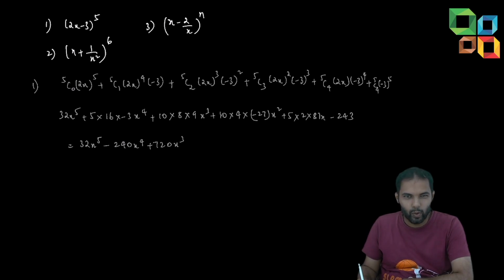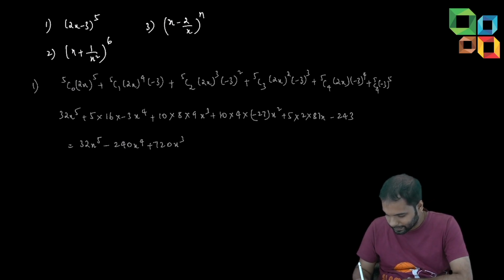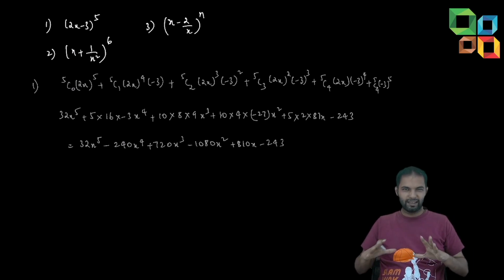Minus 27 into 4. How much is that? So is it 108? I guess so. So 1080 x square. Hope so. Next is 81 into 10. So it's plus 810x minus 2. I think this should be the answer unless there's some calculation error.